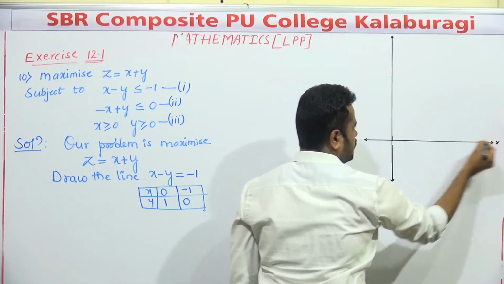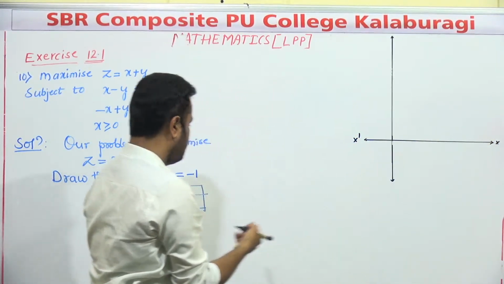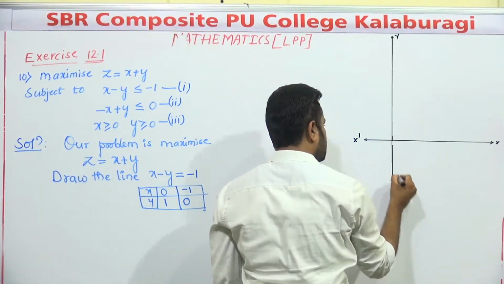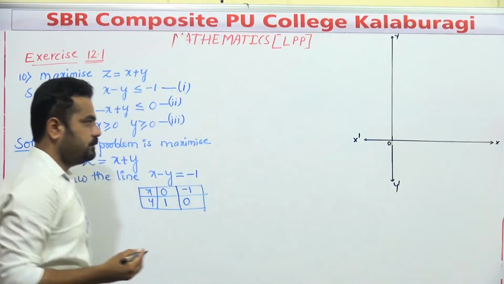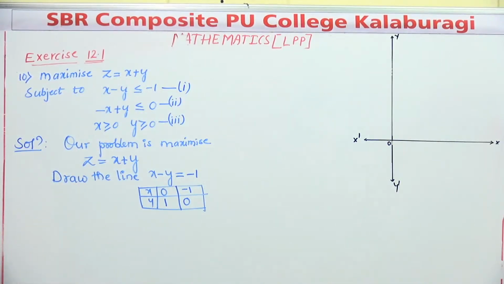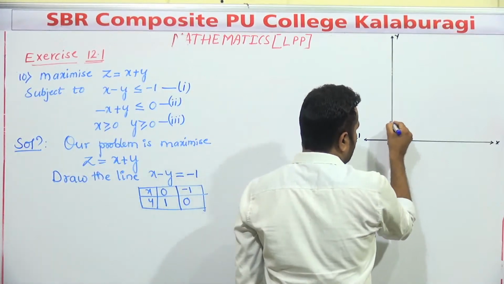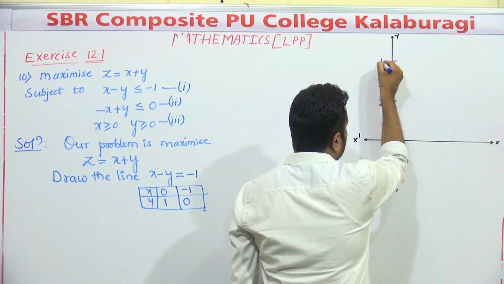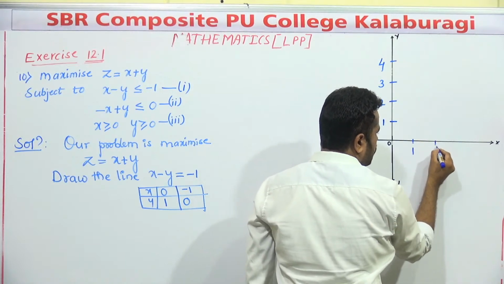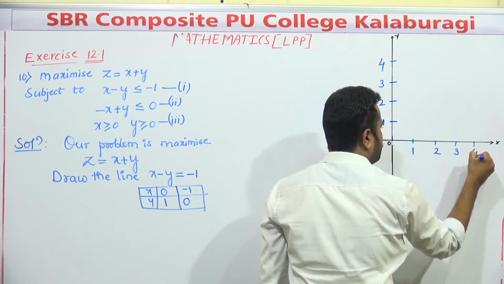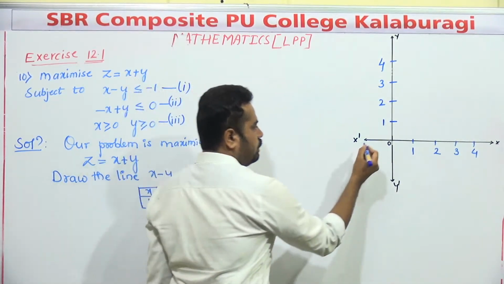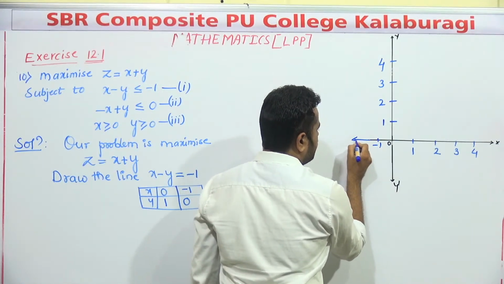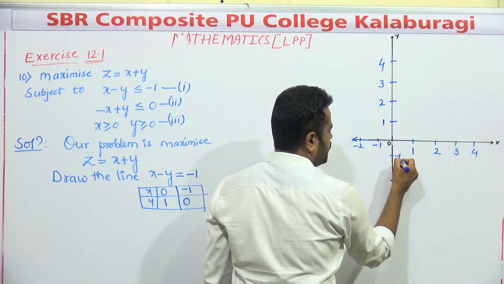This is our x, this is our x dash. Why am I taking x dash now? Because we are getting a negative value here. That's why I am taking x dash. This is y and this is y dash. On the positive side we mark 1, 2, 3, 4, and on this side we have minus 1, minus 2, and it will continue.